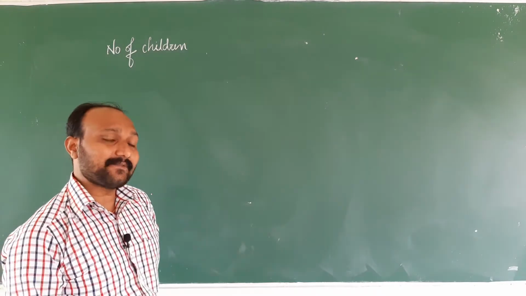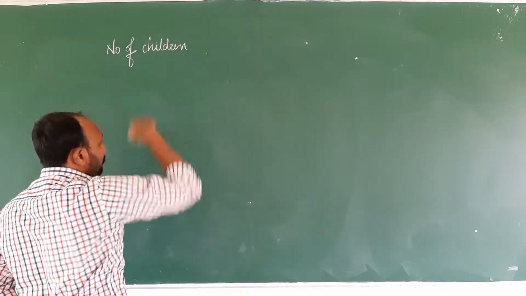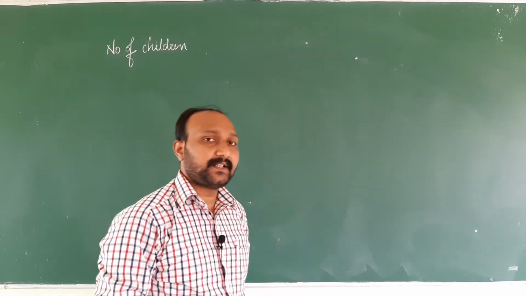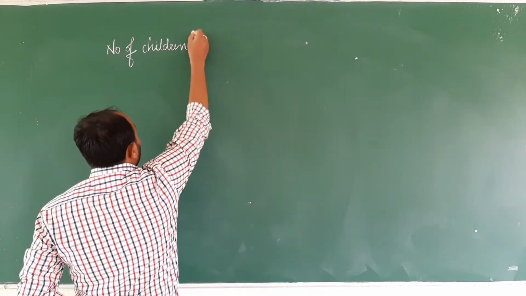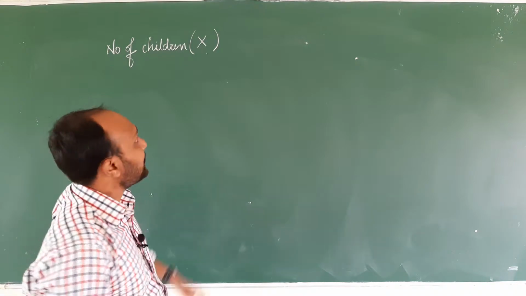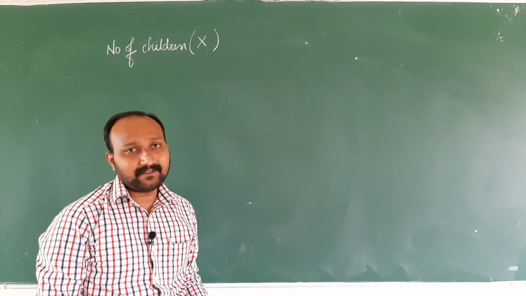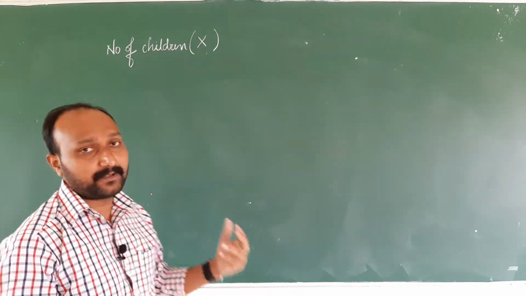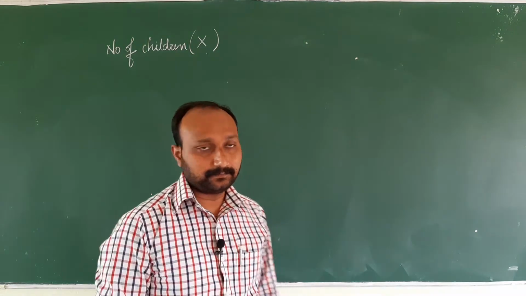As I said, it is a variable. Always the first column in the frequency distribution table, it indicates the variable. So let me indicate it with the alphabet x. So x is a variable. It can take any value. Number of children can be 0, it can be 1, 2, 3, it can take any value.